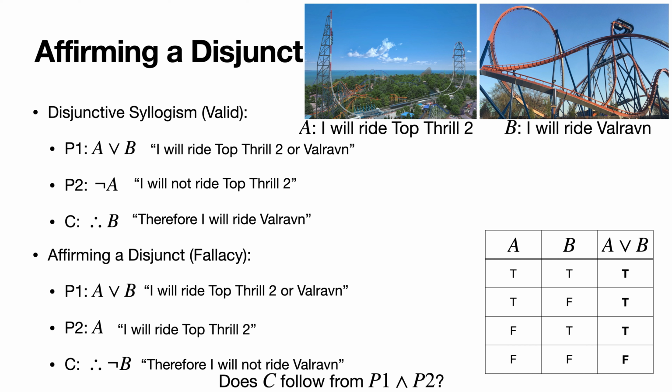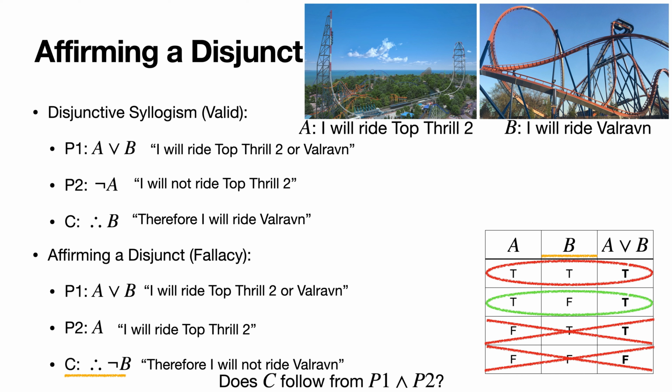And let's look at premise 1 and premise 2 taken together. So premise 1 tells us A or B, which is true everywhere except that last row, so we're going to cross that out. And premise 2 tells us A, which means we're going to cross out where A is false, which is those last 2 rows of the truth table. And then we ask, does not B follow? Does it follow that B is false?